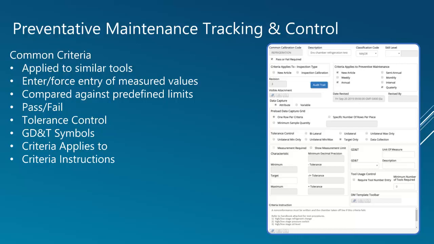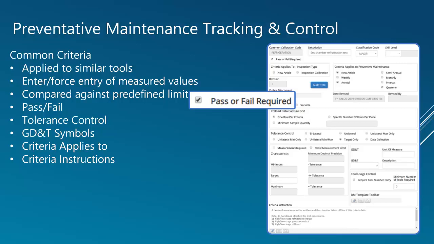This is an example of common criteria. While it can require measurements to be taken and entered, windows of acceptance applied, and a pass-fail attribute based on that window, for this example, we're doing a simple pass or fail. The pass-fail box is checked to make that mandatory. Tolerance control is available, and GD&T can be applied. Tool usage can be recorded and required.